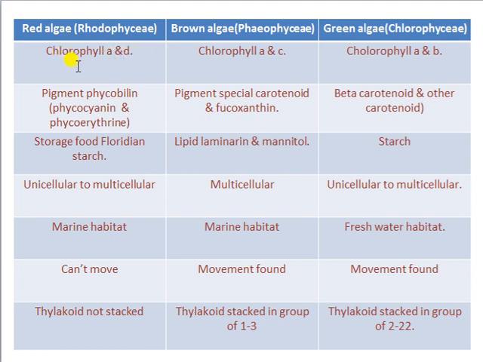First of all, the pigments are written. The chlorophyll pigments are present in red algae, that is chlorophyll A and D. In brown algae, chlorophyll A and C both are present, and in case of green algae, chlorophyll A and B both are present.